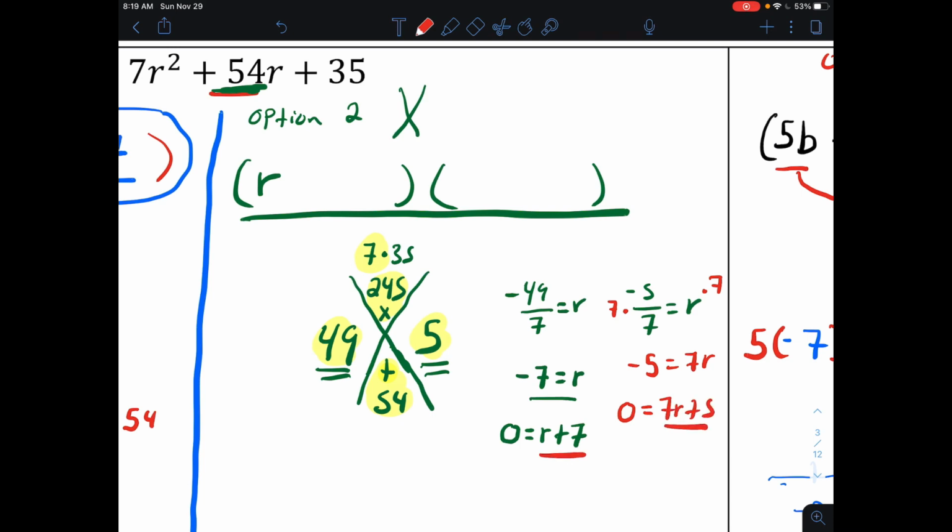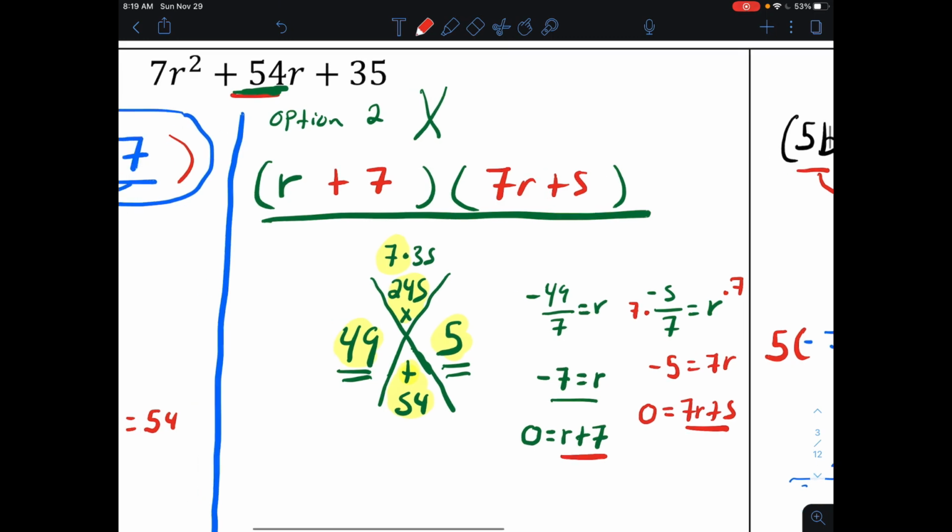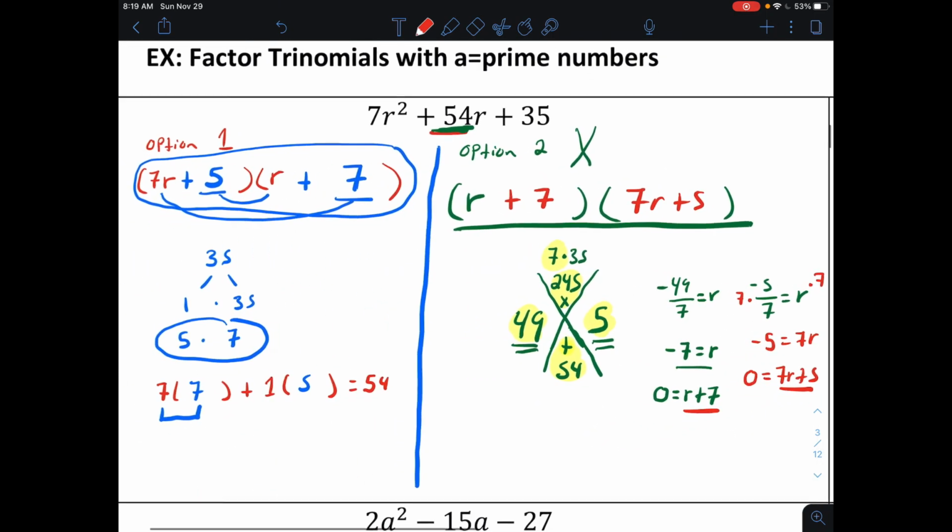These are my two factors. So I have r plus 7, and we have 7r plus 5. And what you'll notice, if I zoom back out, is that this makes the same product that we had doing the other option.